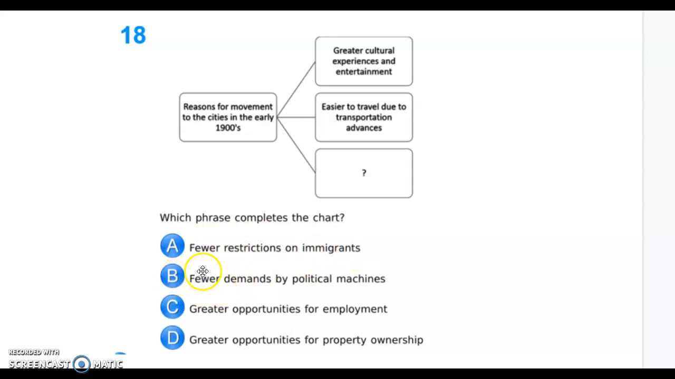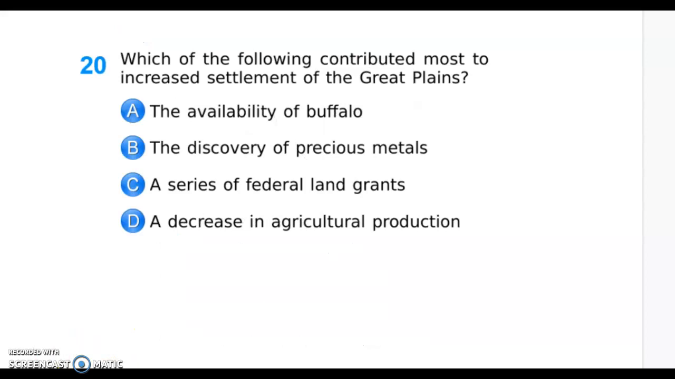B is incorrect. Fewer demands by political machines. The political bosses, remember, are bribing immigrants to vote for them as long as they're improving the infrastructure and social services. So this is not really tied to reasons for movement into the cities. D is also incorrect because it says greater opportunities for property ownership. At this point, nobody really owned property in the cities unless you were an entrepreneur or a factory owner. So this does not actually qualify. It's incorrect.